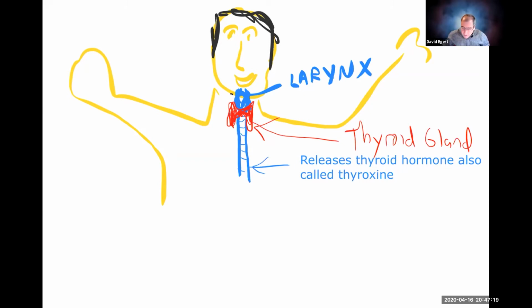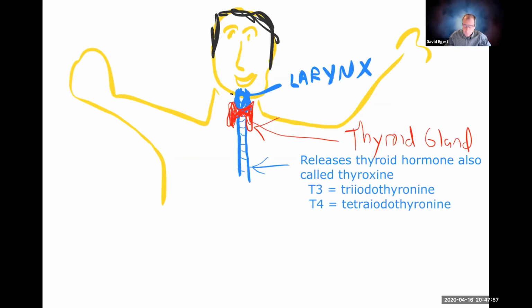And thyroxine is actually kind of a more collective term for these things. One is called T3, which is triiodothyronine, and T4, which is tetra, just for tetraiodothyronine. You do not have to remember triiodothyronine or tetraiodothyronine.